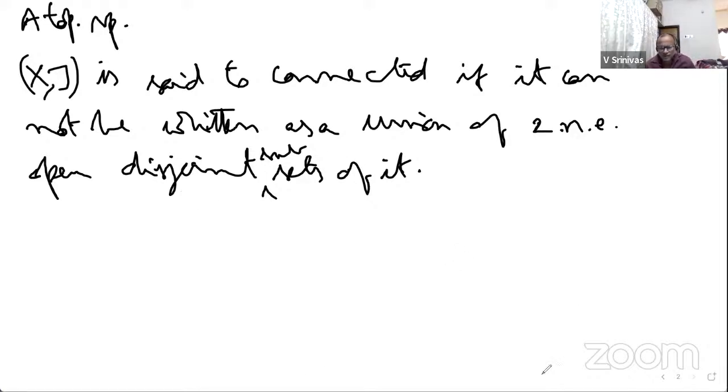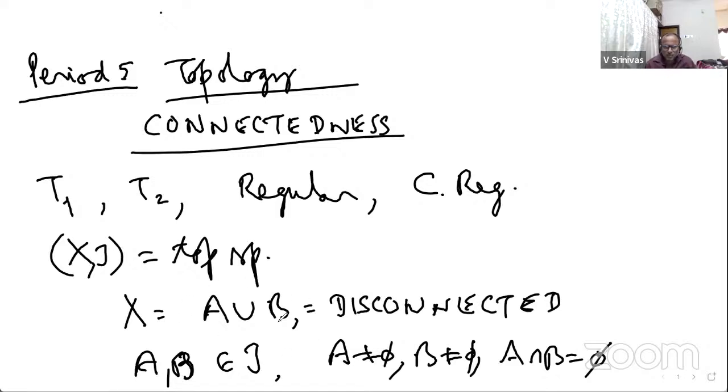Whenever this is possible, this is called a kind of separation. This can be called a disconnection. Whenever this is not possible, we say capital X is connected. Sometimes we also call capital A, capital B separated sets. We say this is a separation, and we call capital A, capital B a separation for X.